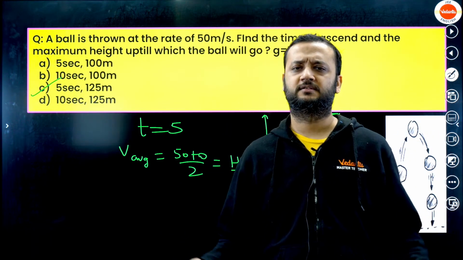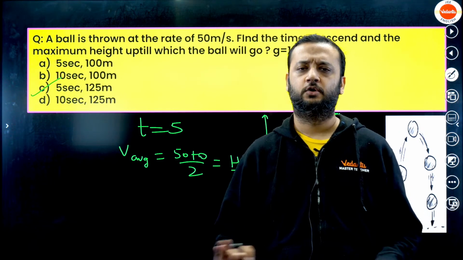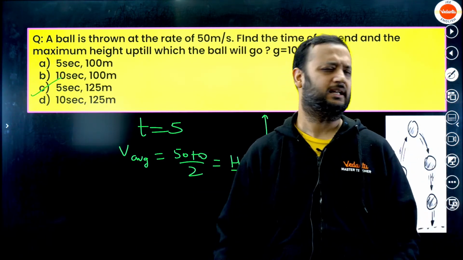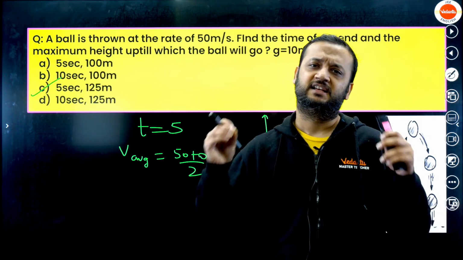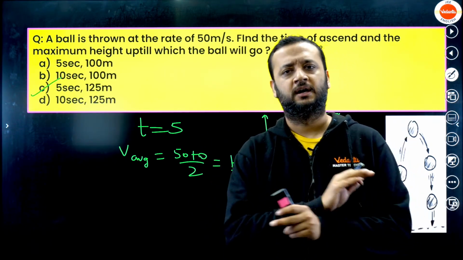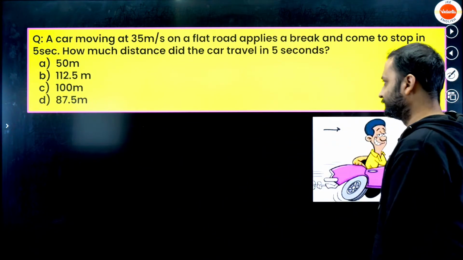You should just know plus, minus, divide, multiply, that's it. No logic, no v equals u plus at, no s equals ut plus half at square, no v square equals u square plus twice as. Just simple, pure logic. Question is solved. Let's see the second question.